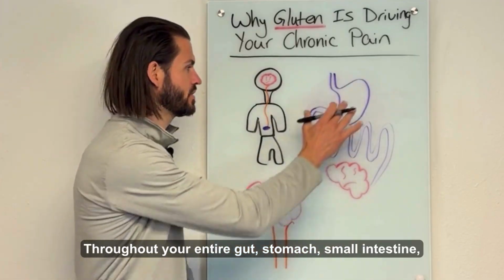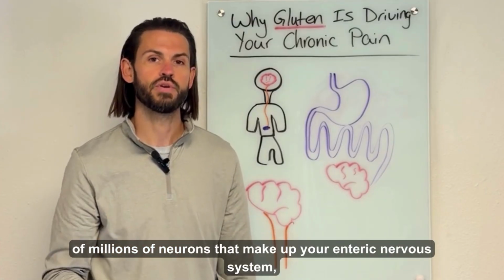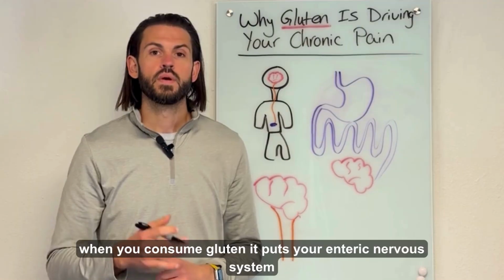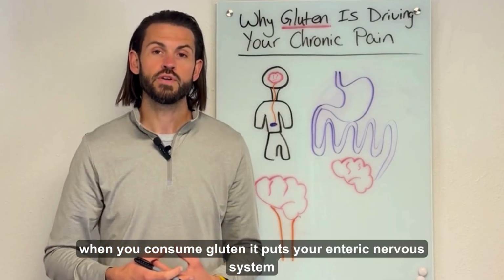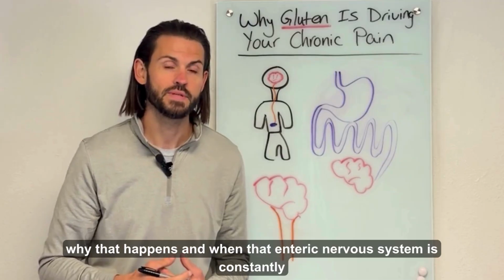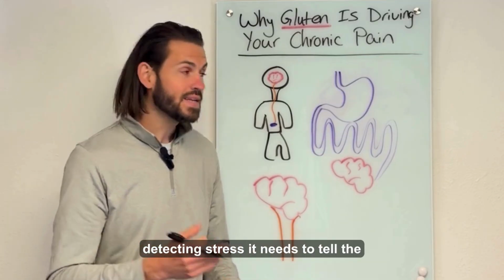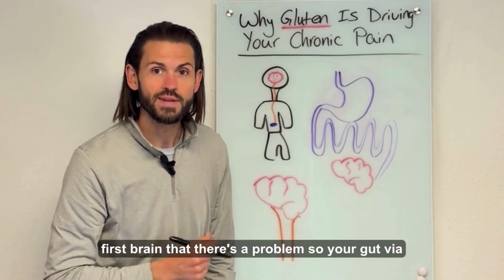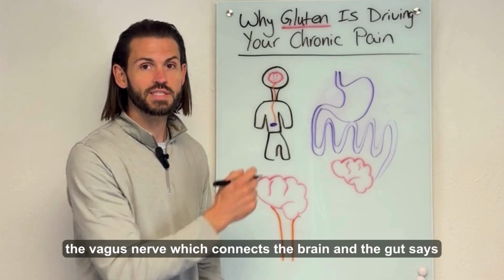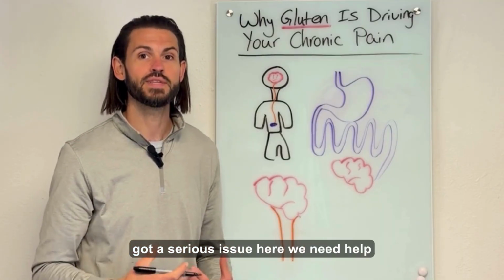Throughout your entire gut, your stomach, small intestine, the large intestine, which I didn't draw, are hundreds of millions of neurons that make up your enteric nervous system, or what is known as your second brain. When you consume gluten, it puts your enteric nervous system under stress. See the last two videos on the mechanisms behind why that happens. And when that enteric nervous system is constantly detecting stress, it needs to tell the first brain that there's a problem. So your gut, via the vagus nerve, which connects the brain and the gut, says to your first brain, hey, we've got a serious issue here.